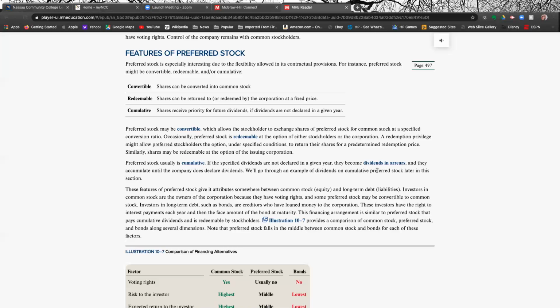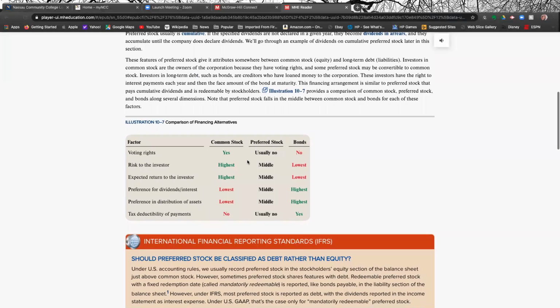When they miss a dividend, that's called dividend in arrears. See the term here? Dividend in arrears. And then here they summarize the differences between common and preferred. Look at the first one. First one is a big one: the right to vote. Common stock, yes. Preferred stock, no. They say usually no. I've never seen a case where preferred stock can vote. So that's a main difference.